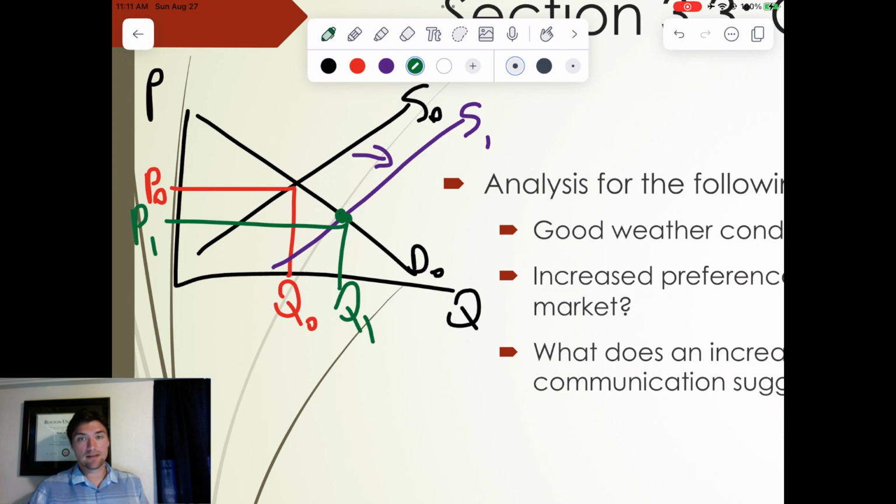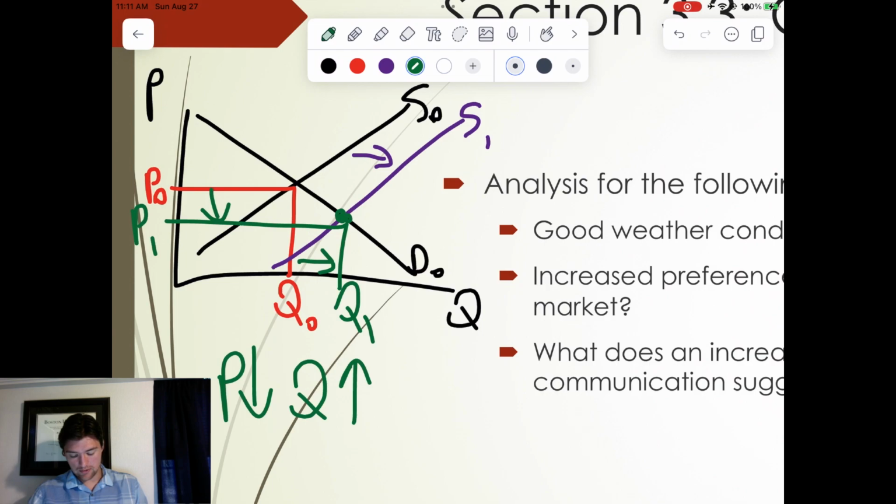Now, to make this easier, what I like to do is, again, draw arrows to let me know what is happening. So what happened to price? Price went down. And what happened to quantity? Well, quantity went to the right, so quantity goes up. So because supply increased, we have a lower price and a higher quantity.